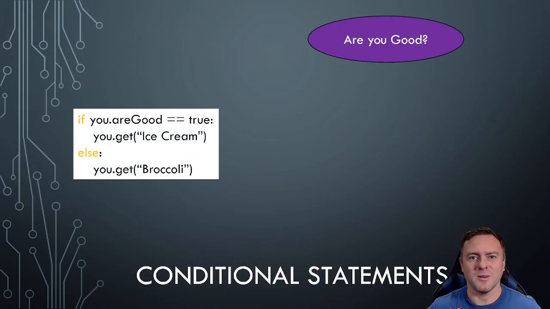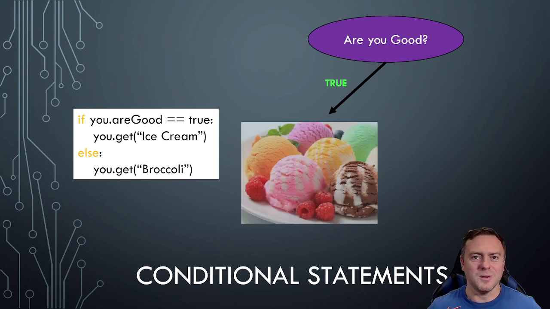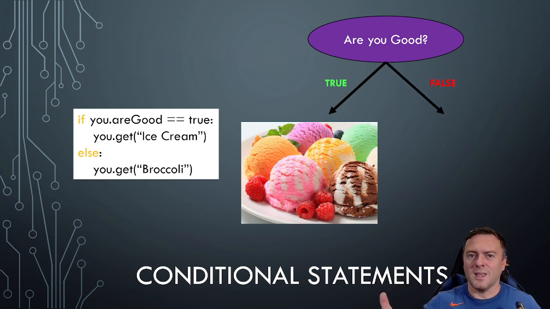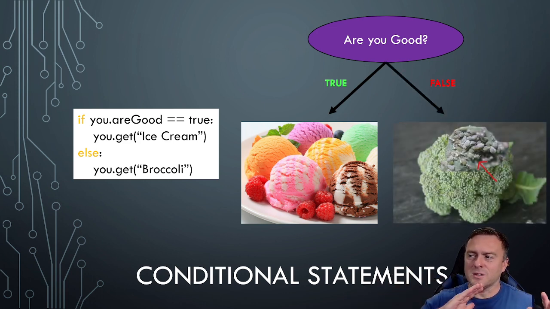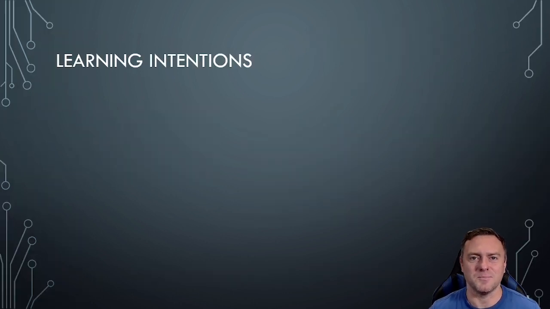So to start, I've got a bit of a bad joke here. If you're good and that equals true, you'll get ice cream, else you'll get broccoli. So the condition is being evaluated: are you good? And if that's true, then you're going to get some ice cream, to see how it branches out. The other option, or otherwise, you're going to get some broccoli. So there's a branch that happens here. You're either going to get this or you're going to get this, but you can't get both. So that's what a conditional statement means.